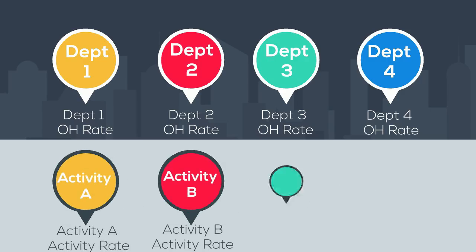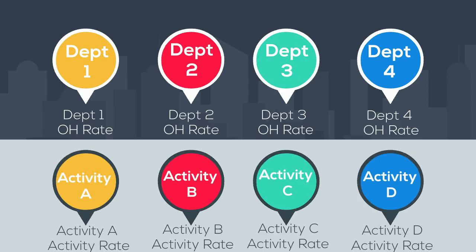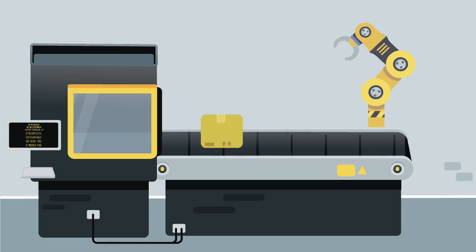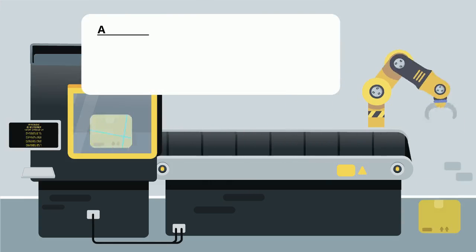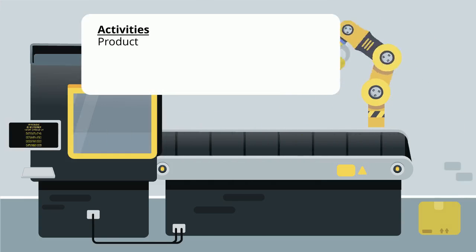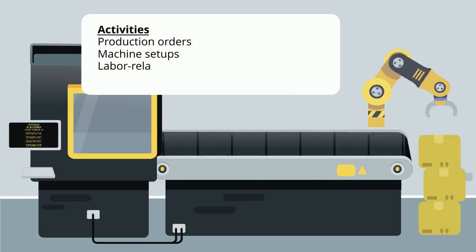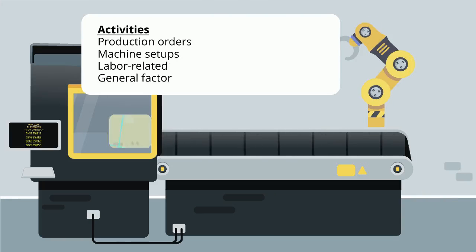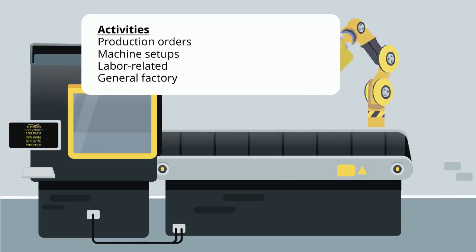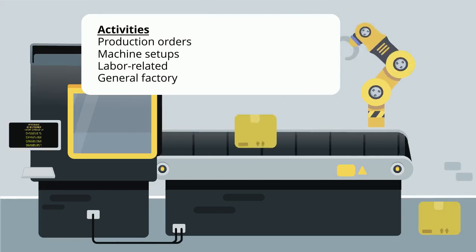Each activity has a different activity rate. Let's walk through an example. Assume our company has identified 4 major activities: production orders, machine setups, labor-related functions, and general factory processes. Like all overhead rates, we need to know 2 details to calculate an overhead rate.